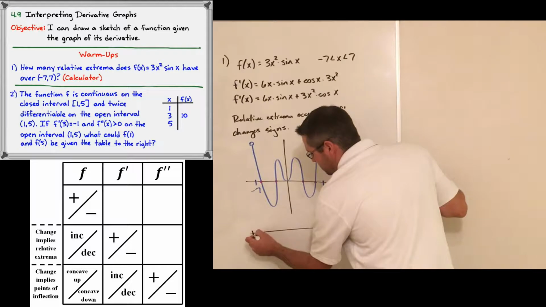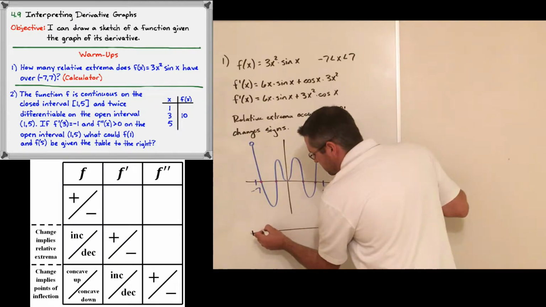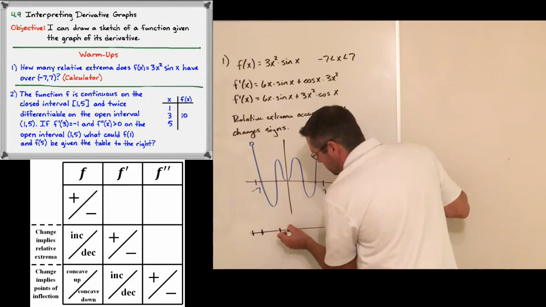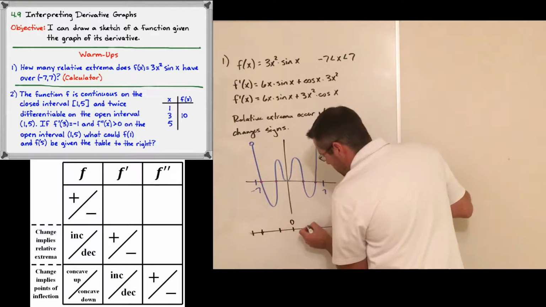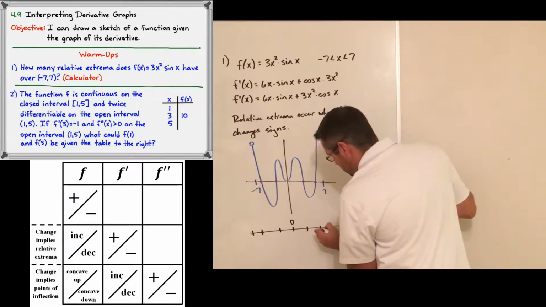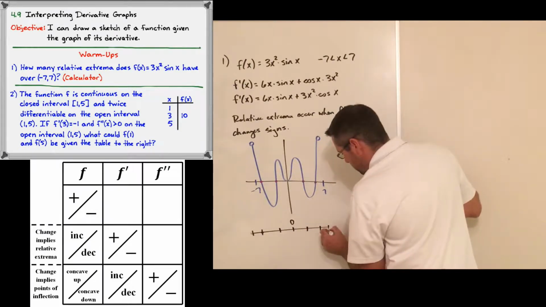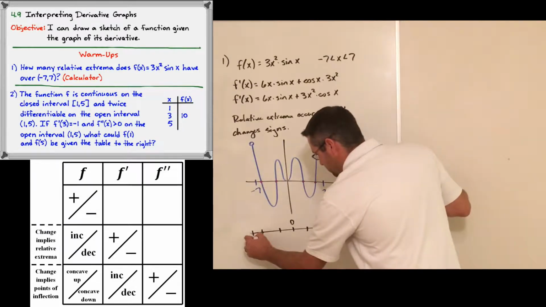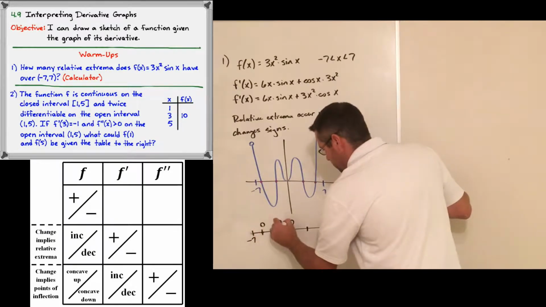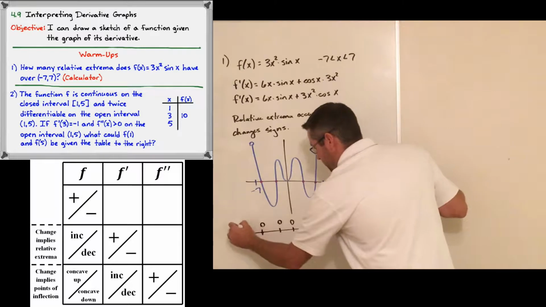So we'd have -7 as some sort of endpoint. We'd have this point here, whatever that value is, this one. We'd have 0. We'd have this point, and then again 7 at the end. So 7 and negative 7. And these are all zeros for f prime.